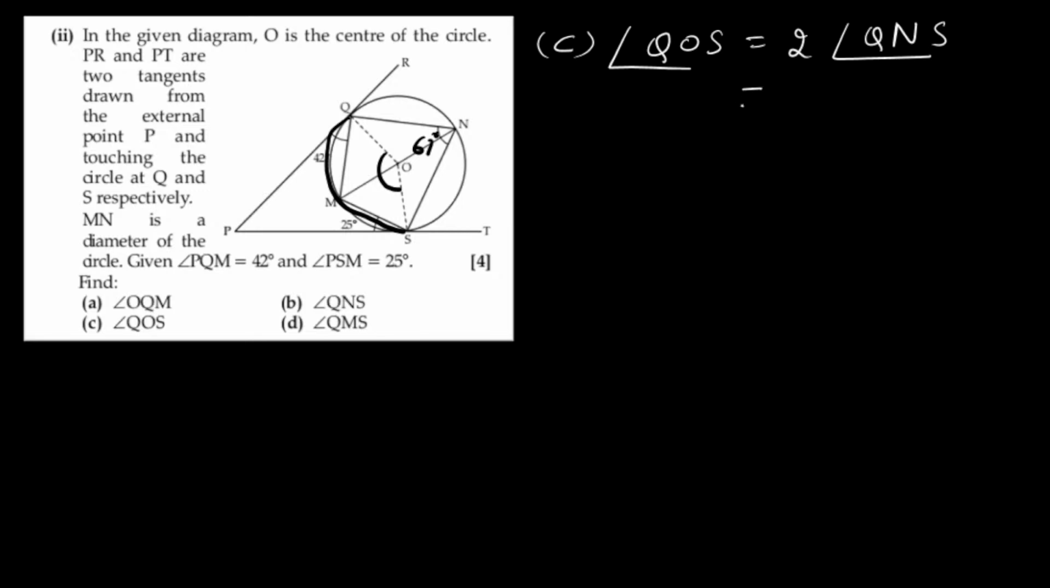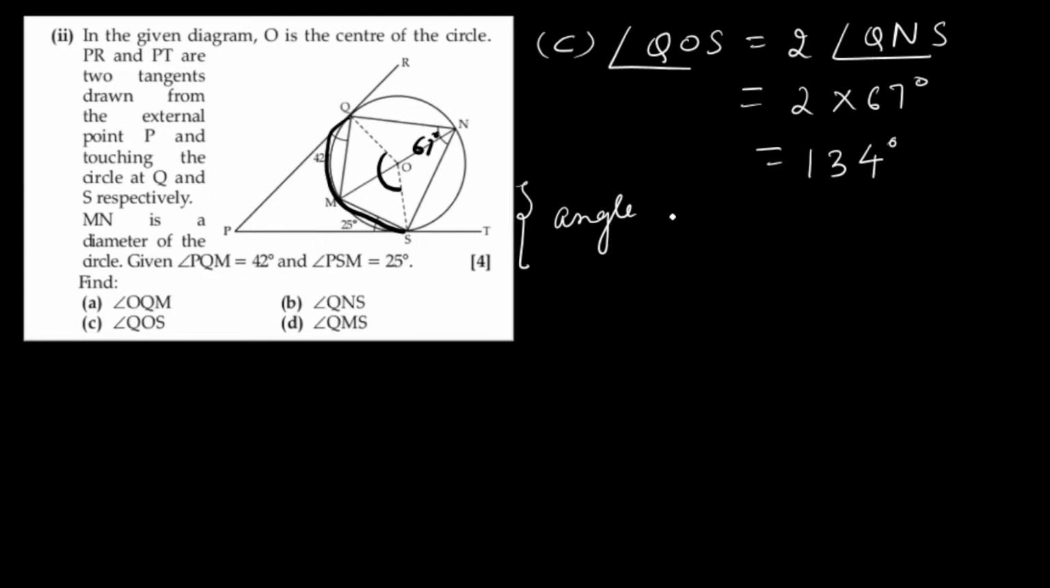So the reason also you have to write. So 2 times 67. 2 into 67 is how much? 134. I'm not doing calculations, I'm just trusting your calculation. So it is 134 degrees. Reason you can write.